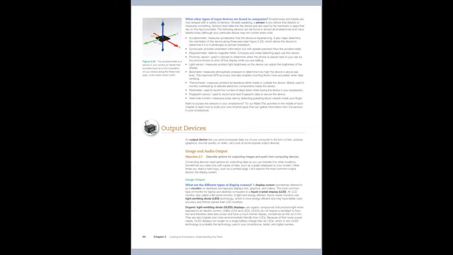Next here for us to address is output. If input is a way for a computer to interact with you, we need output, which is a way for a computer to interact with us. These start on page 54 and go through 59.